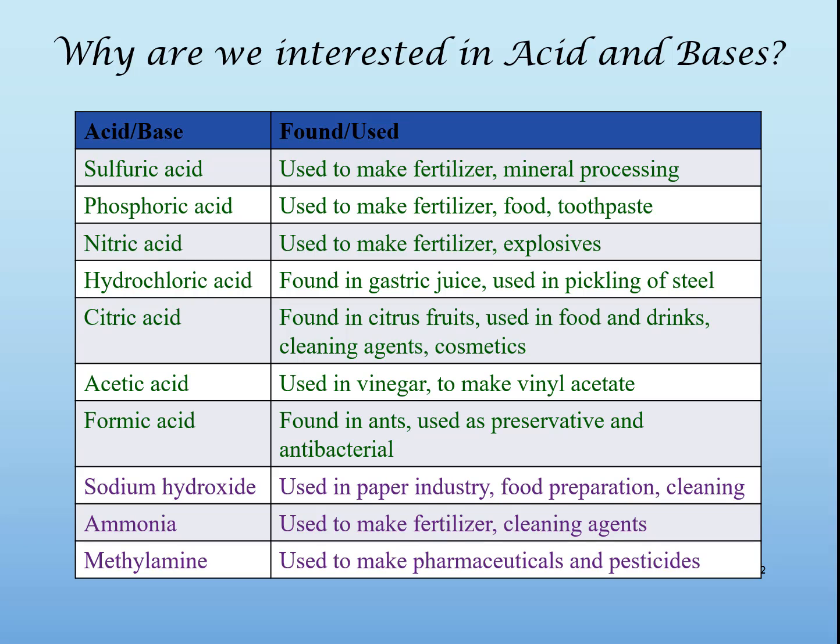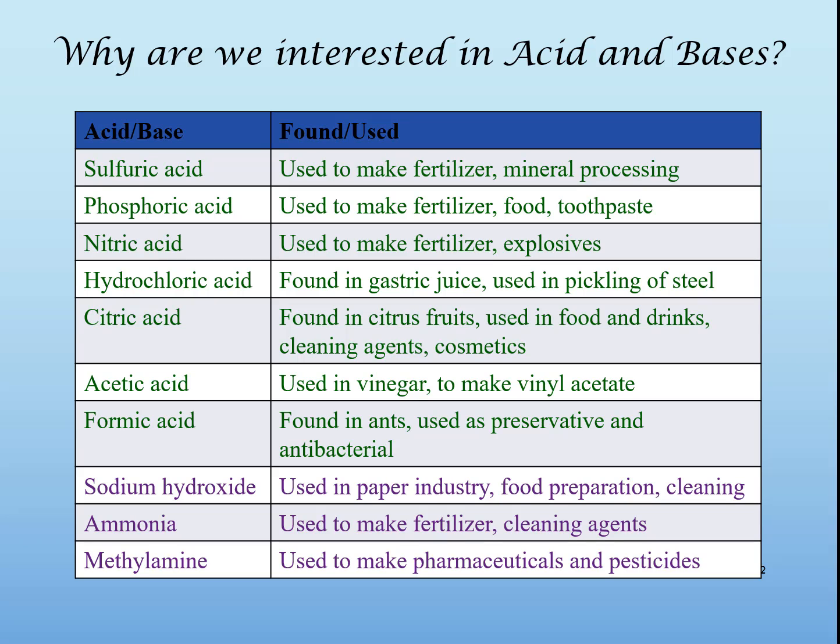Organic acids like citric acid are found in citrus fruits and are used in foods and drinks, as well as in cleaning agents and cosmetics. Acetic acid is used to make vinyl acetate, an important precursor for polyesters, and also as a 5% solution in the form of vinegar. Formic acid, which is found in ants, is used to make antibacterial and preservative compounds.